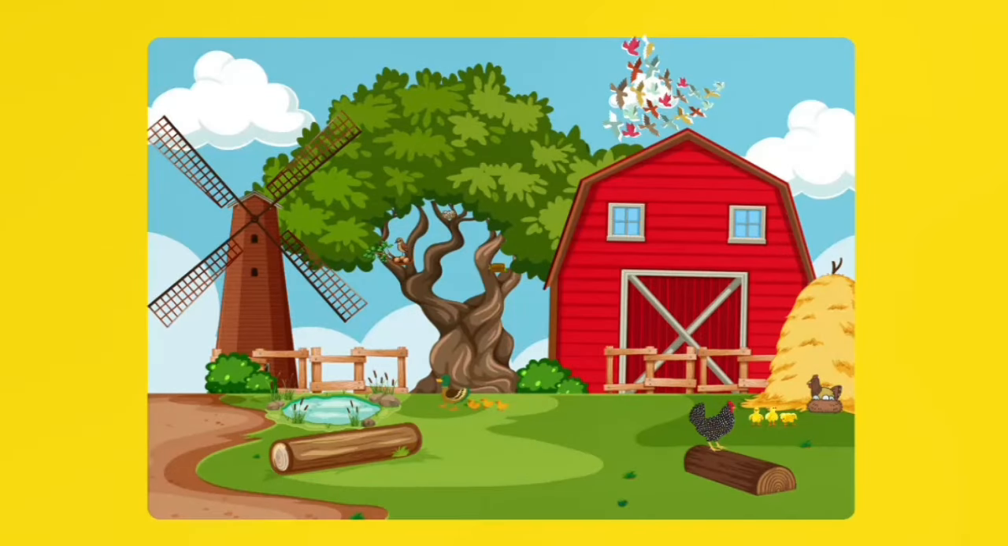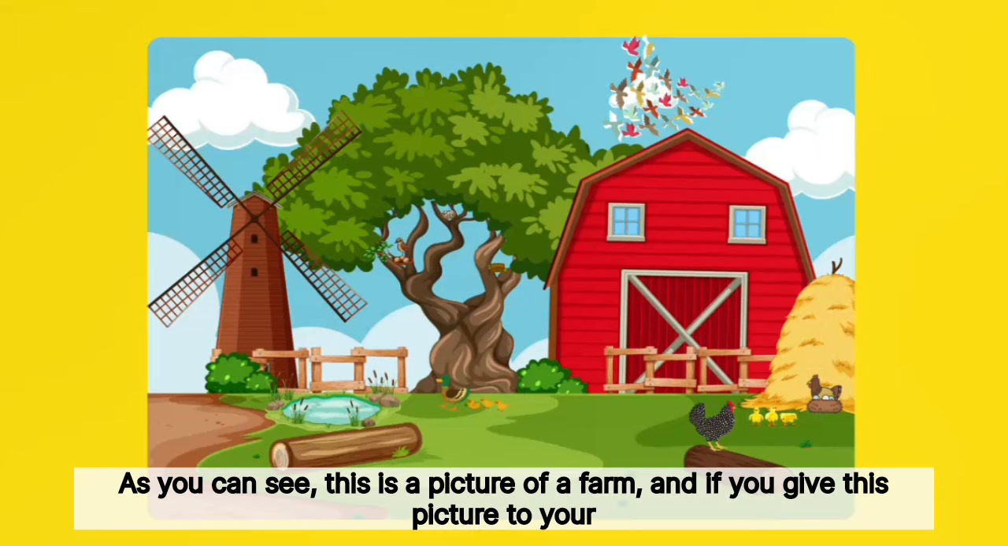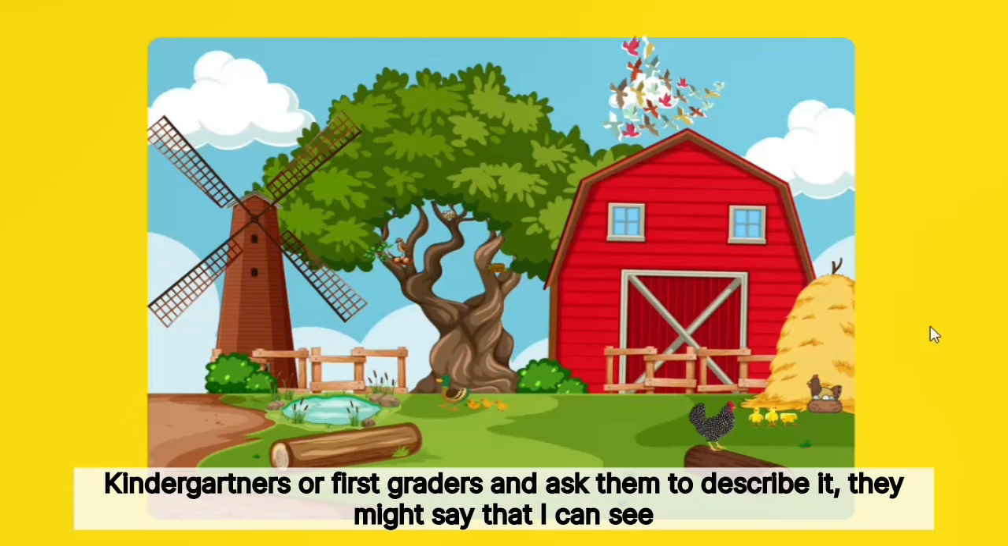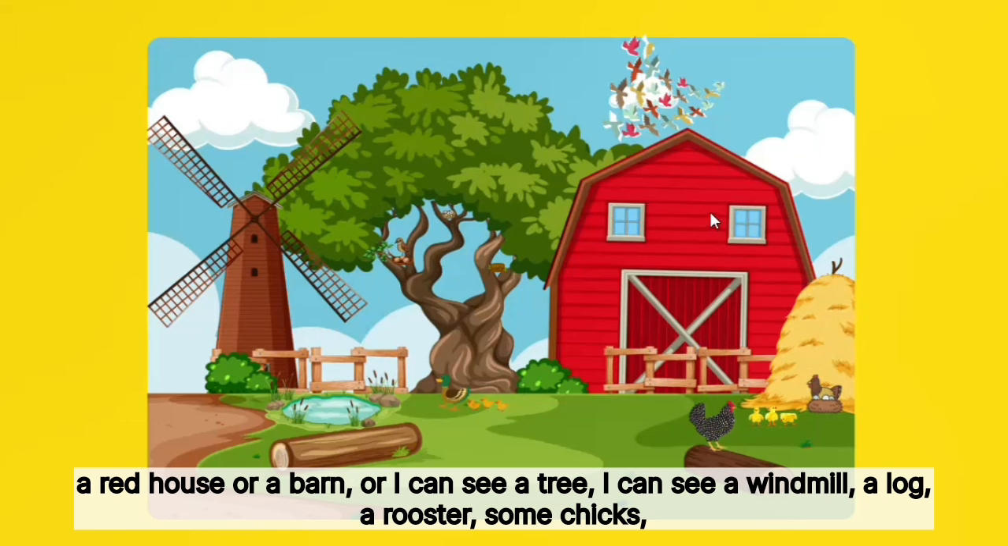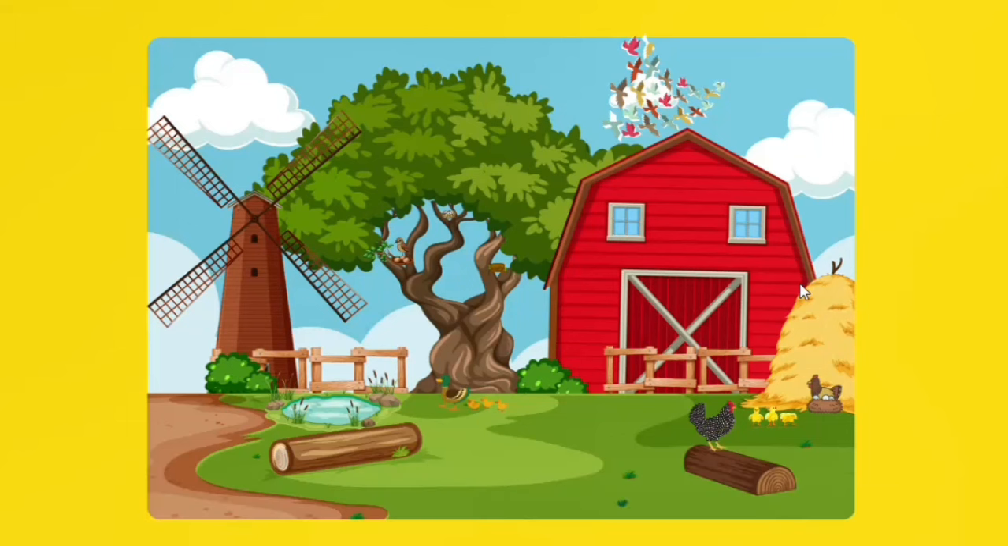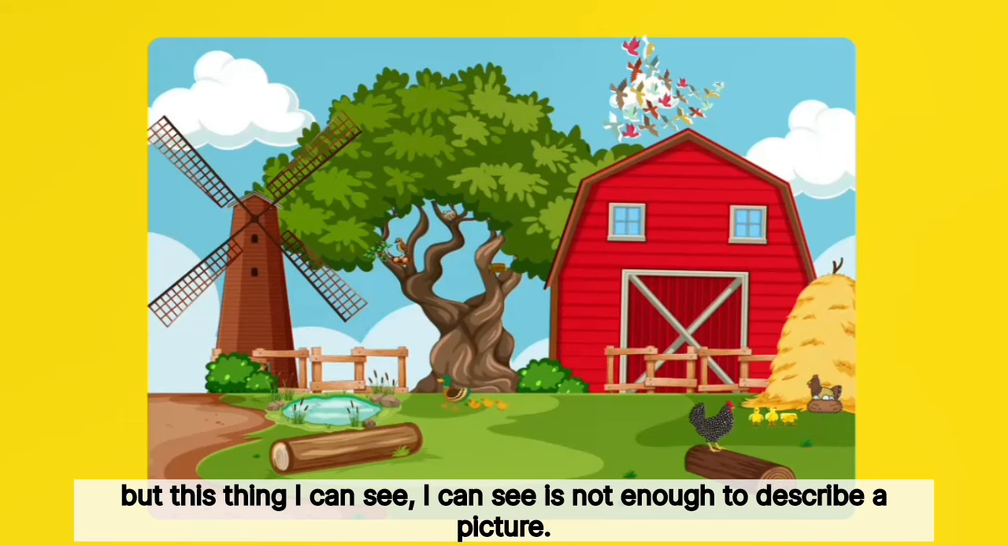So here is our picture. As you can see, this is a picture of a farm. And if you simply give this picture to your kindergartners or first graders and ask them to describe it, they might say that I can see a red house or a barn, or I can see a tree, I can see a windmill, a log, a rooster, some chicks. But this 'I can see' is not enough to describe a picture, right?